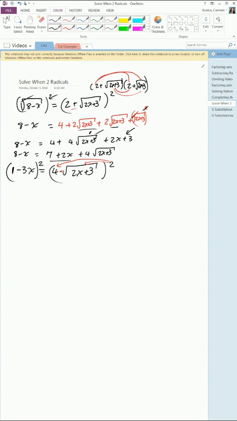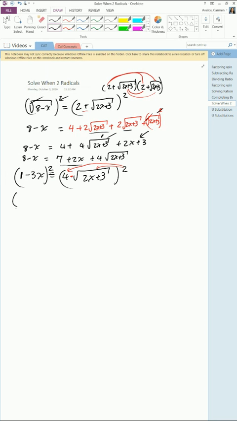So this ends up being, and here I cannot distribute the 2. Over here I cannot distribute the 2 there. And so what you want to do is you are going to have to expand it.